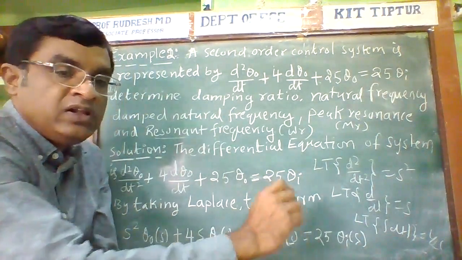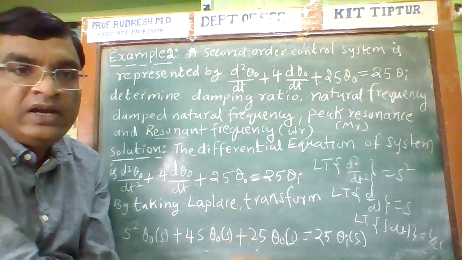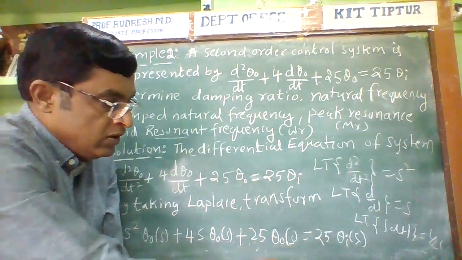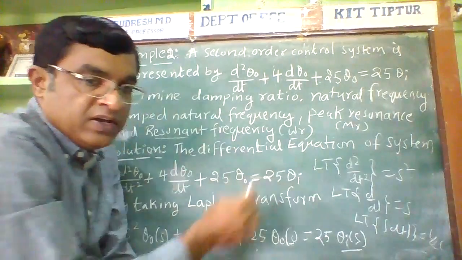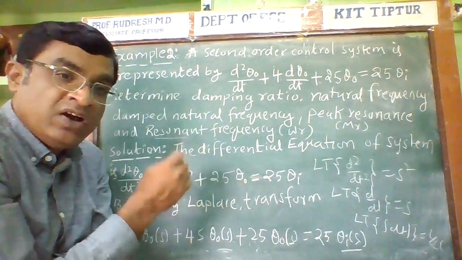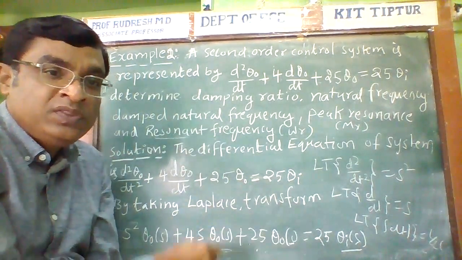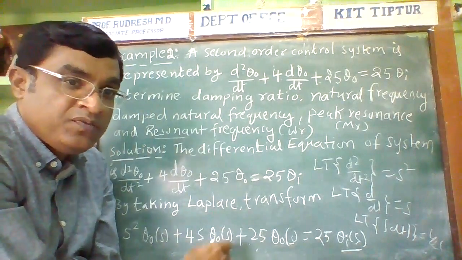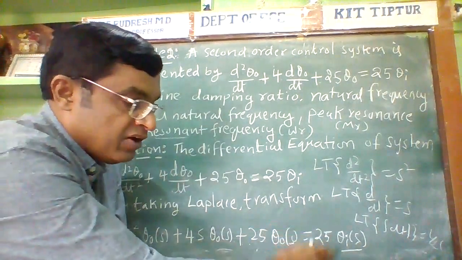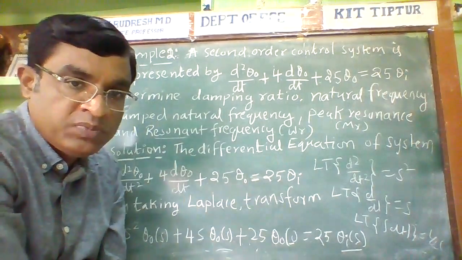From the algebraic equation, identify the input of the system as theta i and the output of the system as theta o(s). So we need to calculate theta o(s) divided by theta i(s). That is the closed loop transfer function.